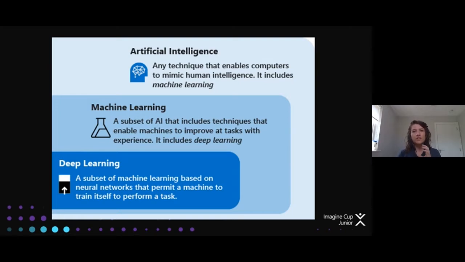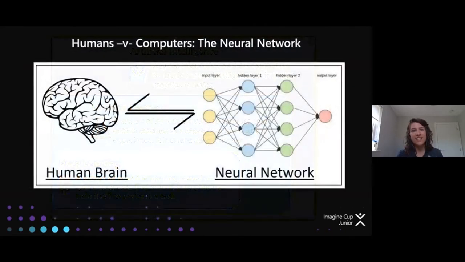So we're looking at a subset of machine learning here, which is going to be looking at something called neural networks. So getting the machine, the computer, to really function the way our brains as humans function. And this is really, really complicated, right?